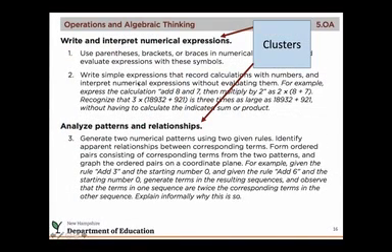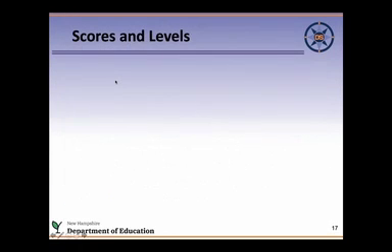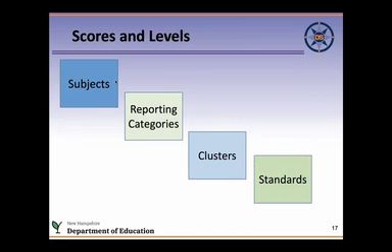And same for math. We've got clusters and standards. And it follows the standards document exactly. It makes it easy that way to figure out what they're doing with all the data. So now we've got the different reporting categories, or different areas of groupings, the structure of the data. And now I'm going to talk about the scores and the levels.